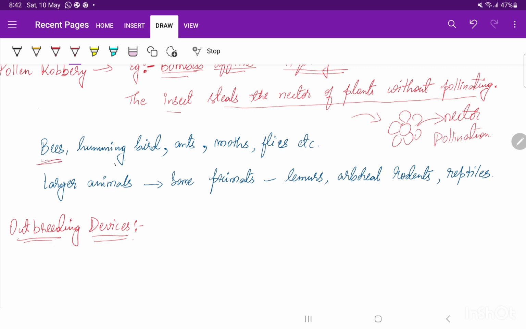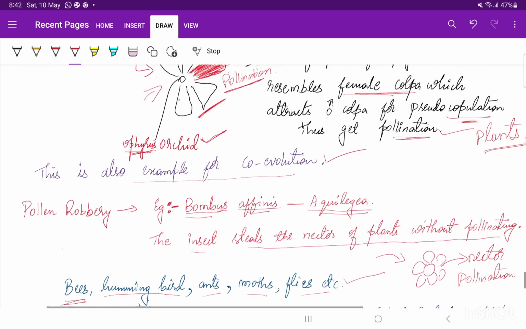And even among living organisms, that is biotic agents, bees, hummingbirds, ants, moths, flies, etc., all will help in pollinating the flower. And even larger animals such as some primates, lemurs, arboreal rodents, reptiles, garden lizards, etc., all will play as an agent to pollinate flowers. I hope it's clear for everyone.